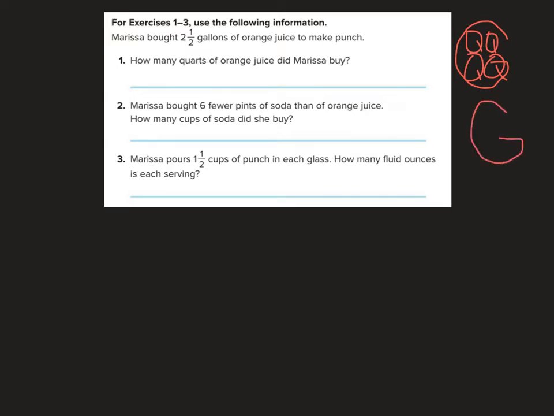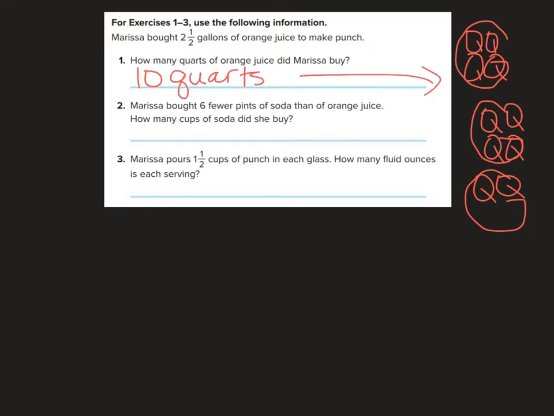So if I draw my gallon, here's my second gallon. Now I have 8 quarts. Now if I bought half a gallon, that would be worth 2, right? Okay, so how many quarts did she buy? 4, 8, 9, 10. She bought 10 quarts.